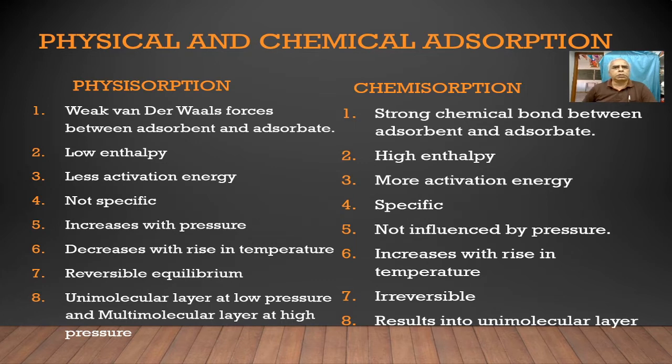Physisorption is a reversible equilibrium, whereas chemisorption is irreversible. In physisorption, normally multimolecular layers are formed at higher pressure. However, at lower pressure, a unimolecular layer is formed. But in the case of chemisorption, it results in a unimolecular layer.